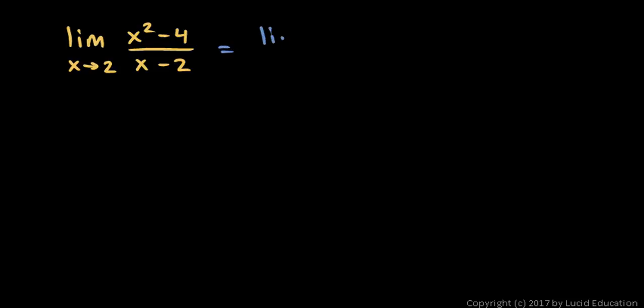So let's apply L'Hopital's rule and take the derivative of the numerator, which will be 2x, and the derivative of the denominator, which is just 1. The derivative of x is 1, and the derivative of a constant is 0. So now we can substitute x equals 2 right here. And 2 times 2 is 4. So the limit is 4.